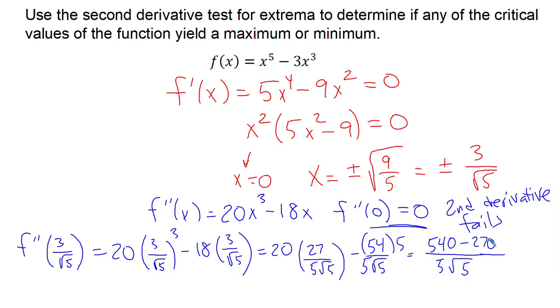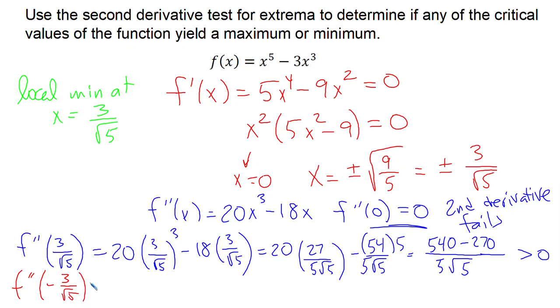270. And so if I subtract that, that's clearly going to be a positive number. And so we could tell that, I'll write it up here because I'm kind of running out of room. If it's a positive number, it's concave up, which means we're going to have a local min at x equals 3 over root 5.